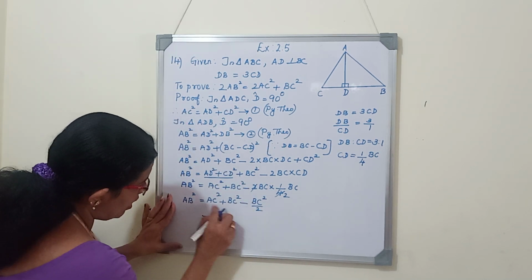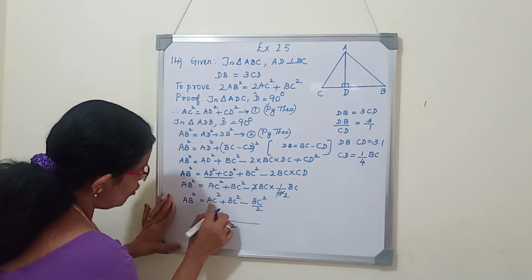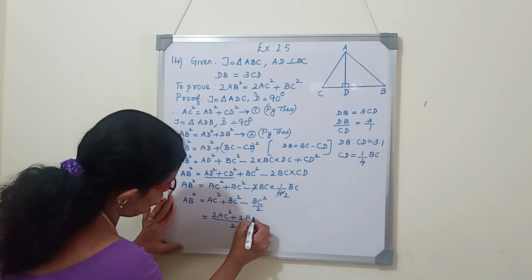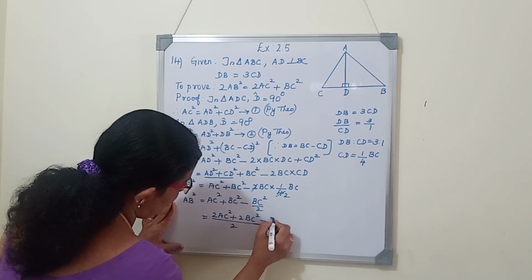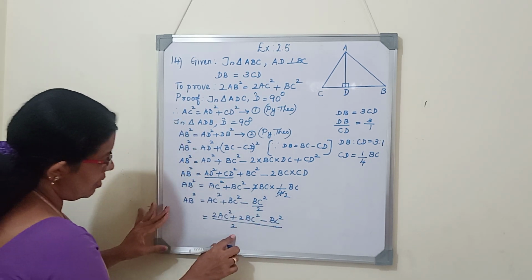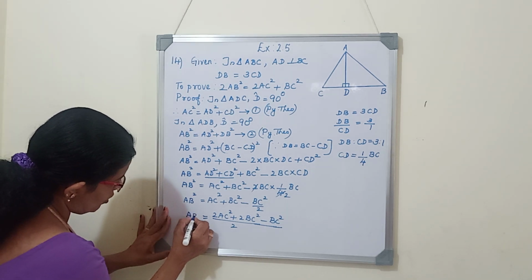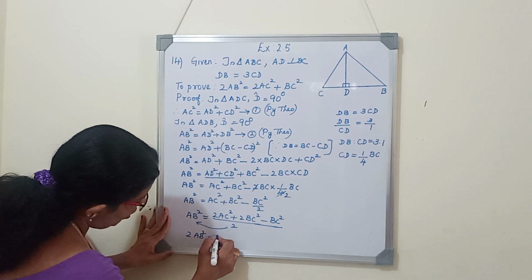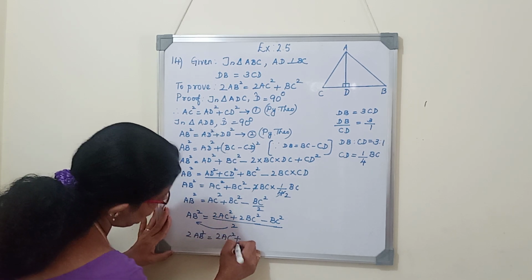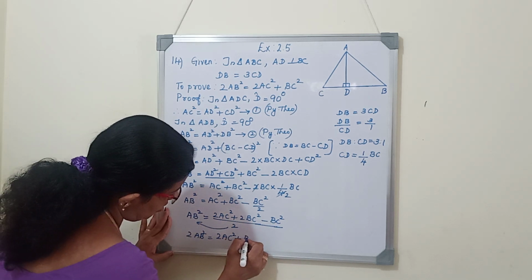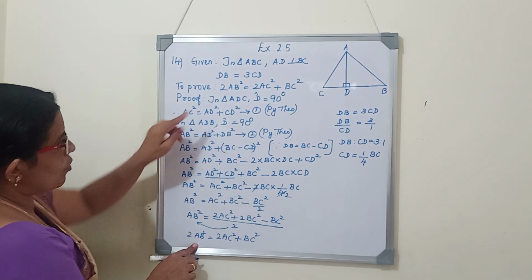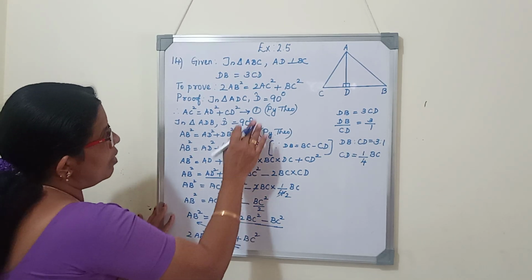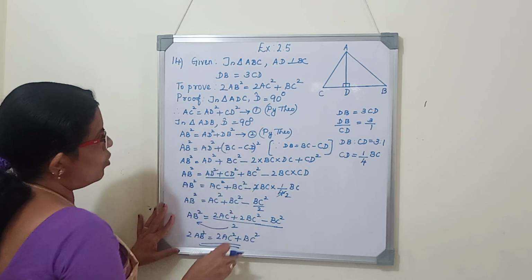Now we'll take the LCM on the right side. 2 is the LCM. 2 into AC square, 2AC square, 2 into BC square, 2BC square, minus BC square. Denominator is 2, LCM is 2. Now this 2 we will cross multiply to the left side. We will get 2AB square equals 2AC square plus 2BC square minus BC square, which is 1BC square. So 2AB square equals 2AC square plus BC square. So here we have to remember, we will apply Pythagoras theorem in both triangles.